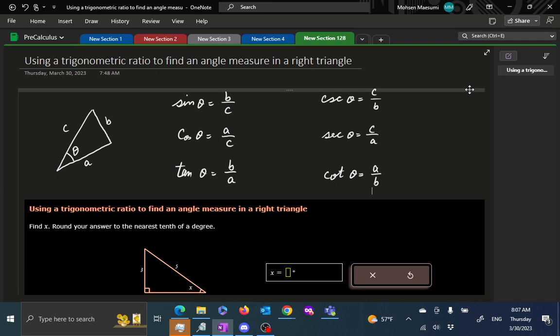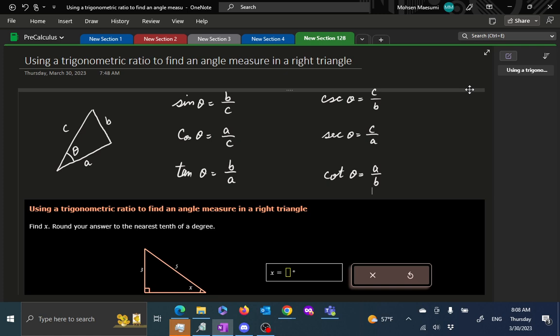Hi, welcome to Pre-Calculus. Topic today is using a trigonometric ratio to find an angle measure in a right triangle. So we are approaching the topic of solving a triangle. By solving a triangle, we mean finding missing sides or missing angles and such information given other information we have about the triangle. So this is the simplest type.